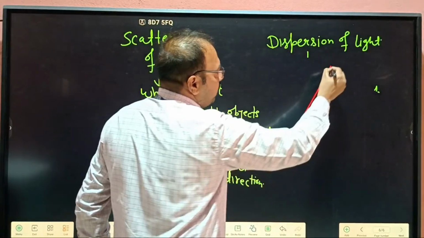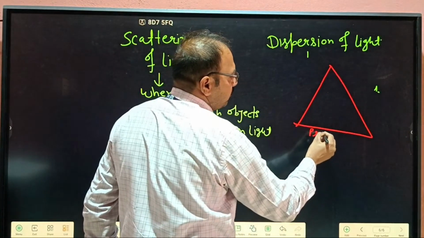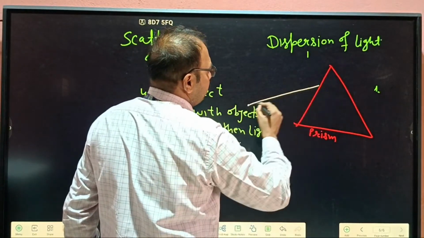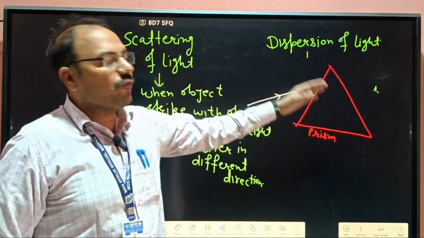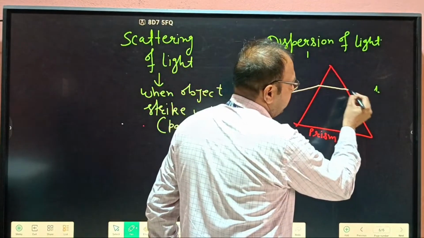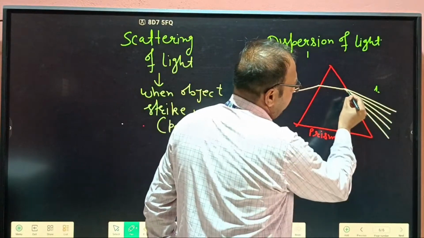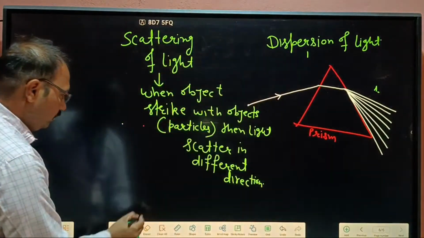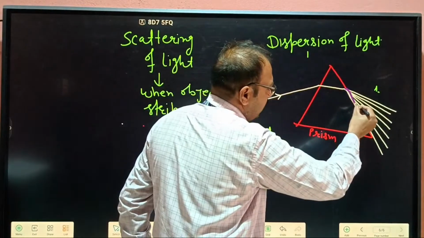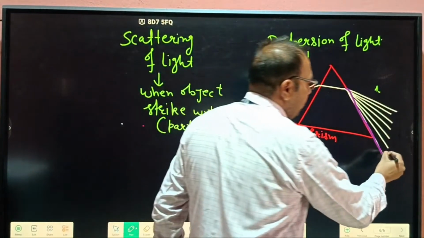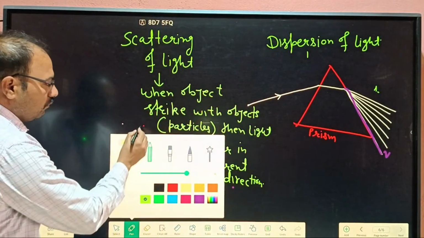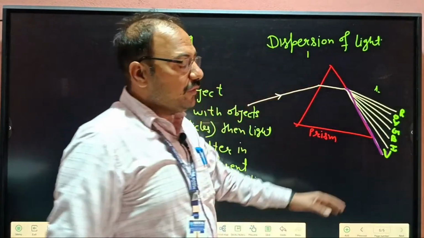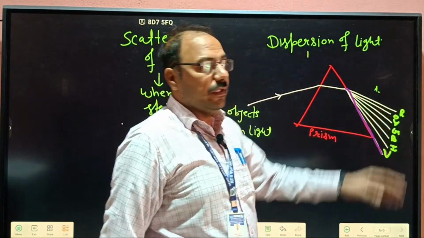So we take an example of this prism. This is the prism, and we take a white light. Here a white light comes. When this white light passes through the glass prism, it divides into 7 colors like this: 1, 2, 3, 4, 5, 6, and 7. These colors are known as VIBGYOR. What is V, I, B, G, Y, O, R? VIBGYOR means violet, indigo, blue, green, yellow, orange, and red.